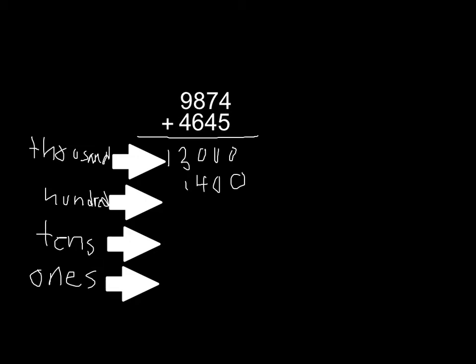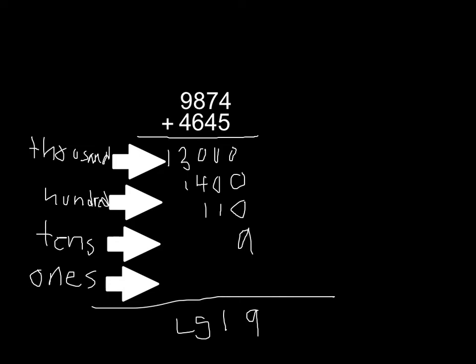Then you do the tens. The 70 plus 40, which equals 110. And then the last 4 plus 5, which is 9. So the ones. Then you add them all together, and it equals 14,519. That's how to add using the Swag Partial Sums method.